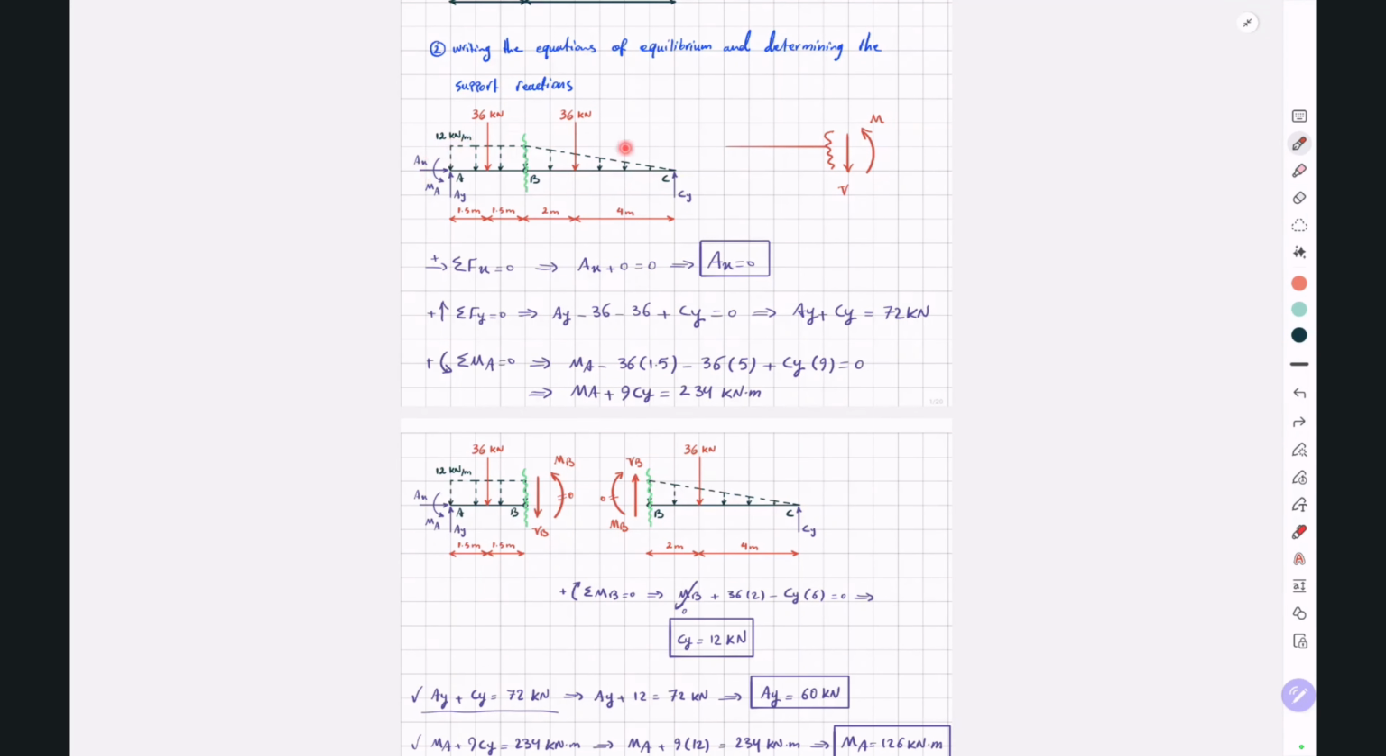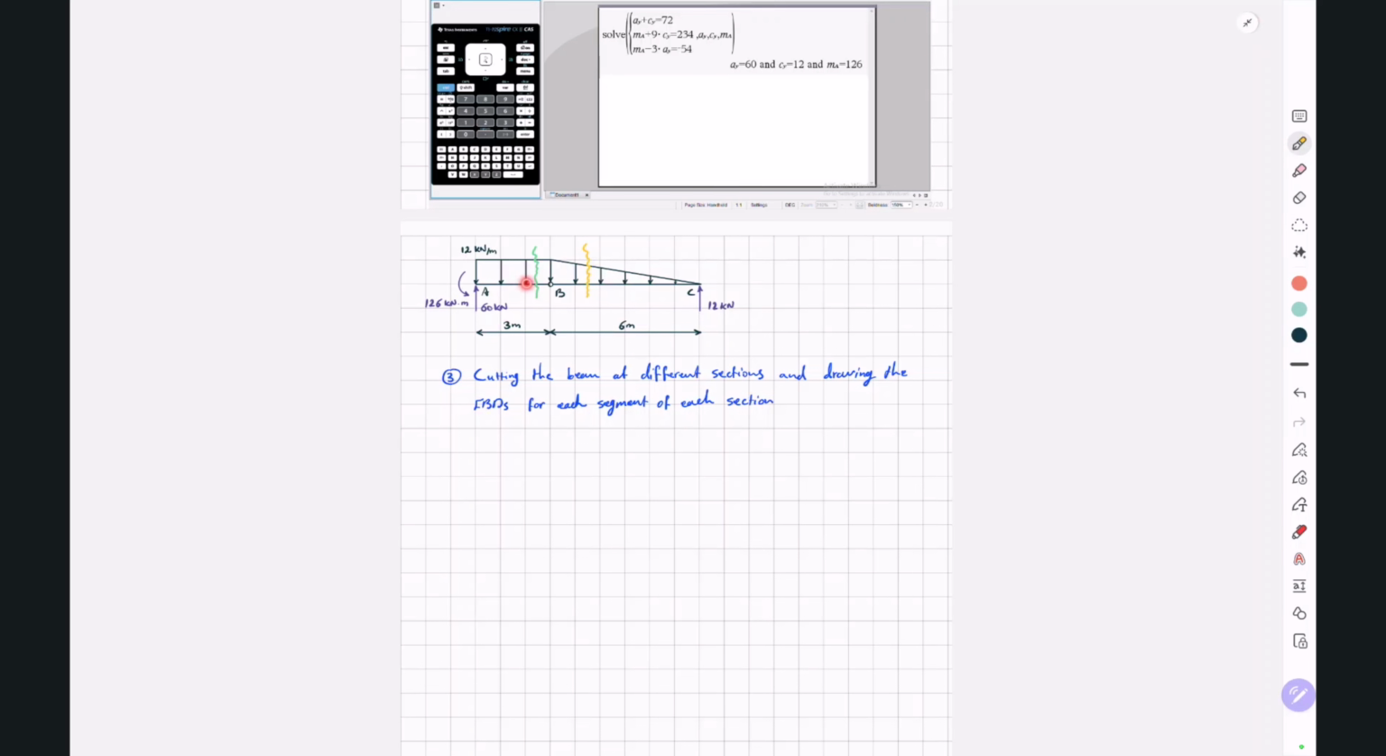So our first cut section will be somewhere between point A and B, or X between 0 to 3. So we can cut the beam like this. And our second cut section will be somewhere between point B and C, or X between 3 to 9. So the second cut section will look something like this. And for each of these two cut sections, we're going to have two cut segments.